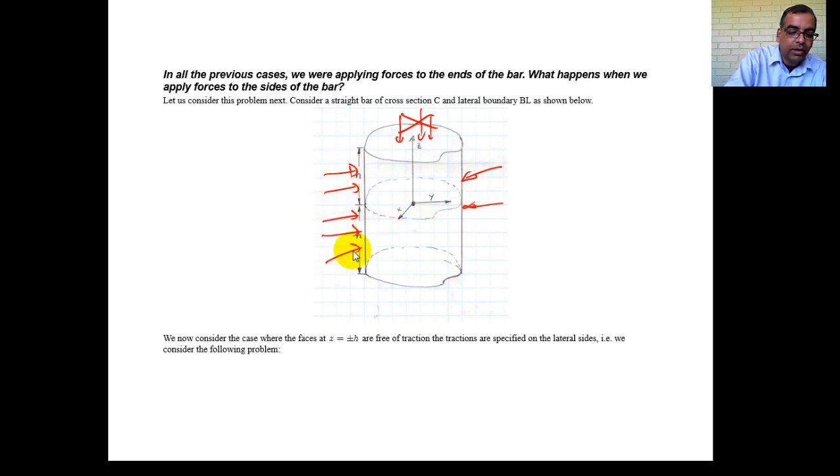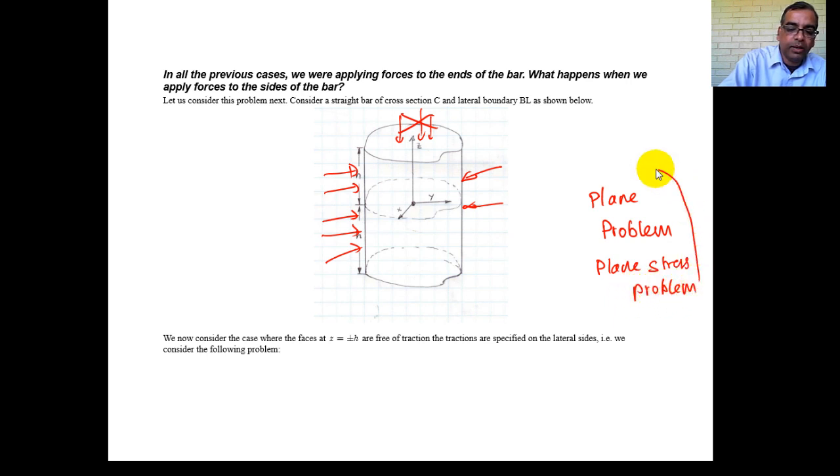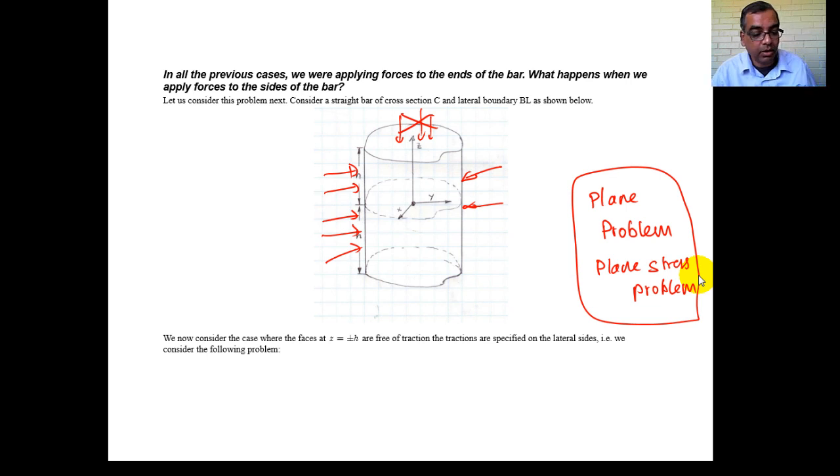Turns out we cannot apply general forces to the sides, but we will figure out how to solve this, and this leads to two kinds of problems. One is called the plane problem. The other one is called the plane stress problem. Notice the difference. We can do quite a lot on this. We are going to look at a situation where the faces z equal to plus or minus h are free, so there is nothing here. All the forces are on the sides.